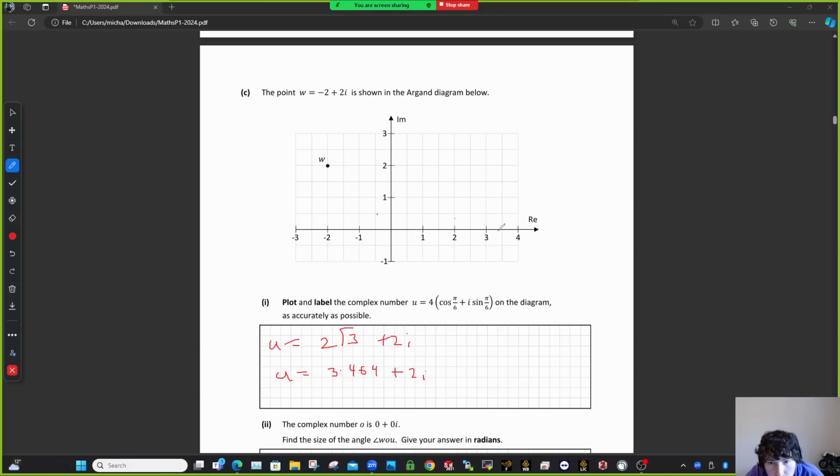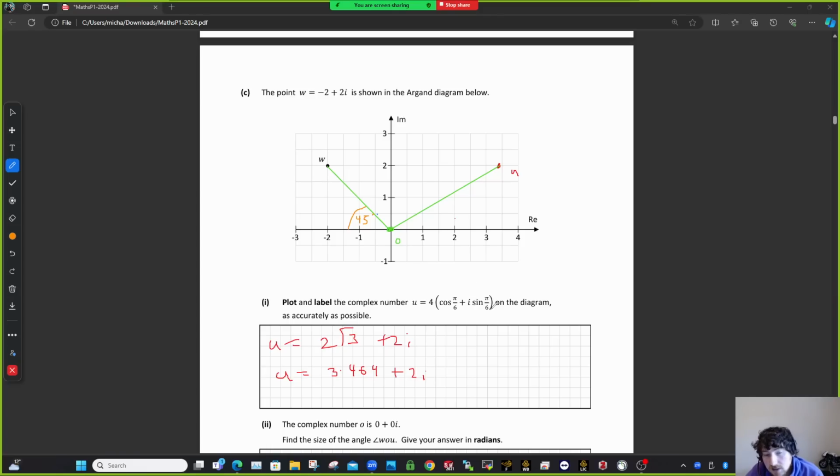So it's about here: come over about 3.5, come up to about 2, something about there is good, and call it u. Now this here is 0 plus 0i, so it's located there. Then you're asked for the angle in the next part. You join these together, because this here is called O, and we're looking for the angle in the middle. This is 2 and this is 2, so it has an angle of 45 there.